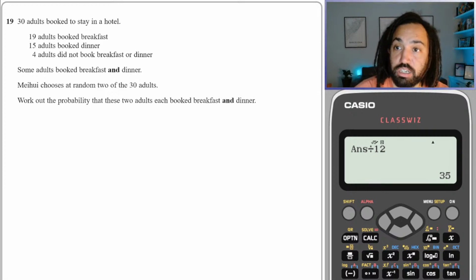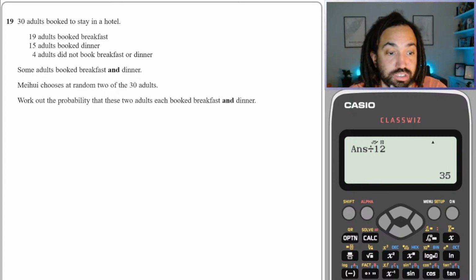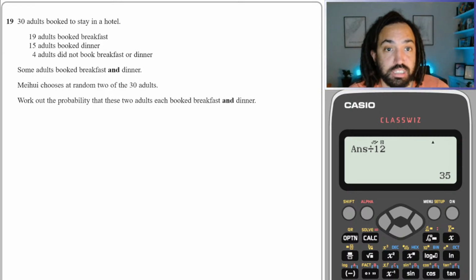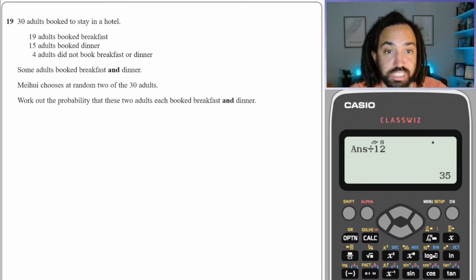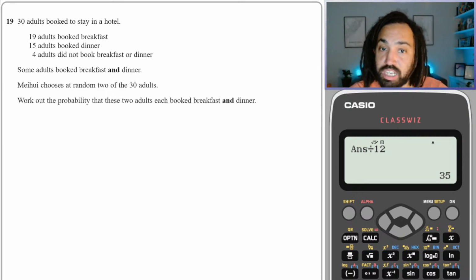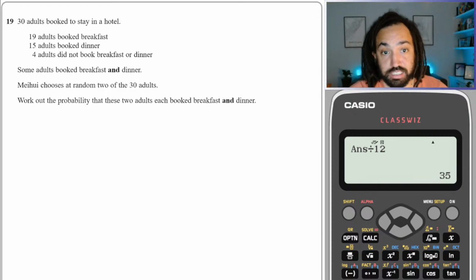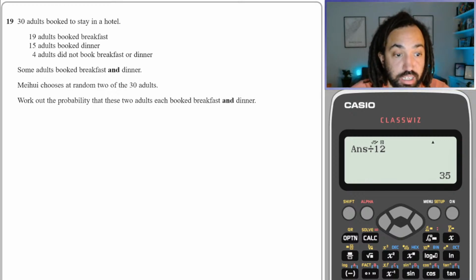Okay, we're getting into the harder questions now. Question 19. We have got 30 adults staying in a hotel. You've got 19 that booked breakfast, 15 booked dinner, 4 did not book breakfast or dinner. Some adults booked breakfast and dinner. What's the probability that you pick 2 people that did breakfast and dinner?